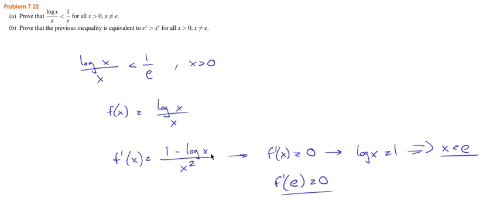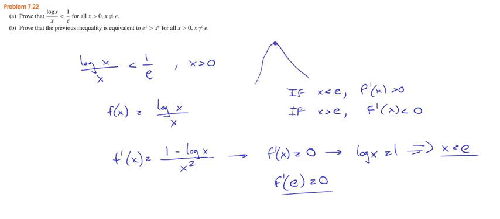The logarithm of x is smaller than 1 whenever x is smaller than e, right? So if x is smaller than e, f prime is positive. And if x is greater than e, f prime is negative. So that means that the function increases and then decreases, and reaches a maximum at e, right? So this is f at e, and f at e, we know it's 1 divided by e, right?